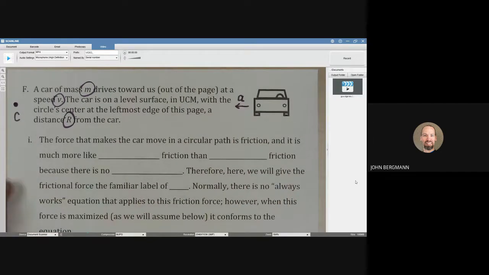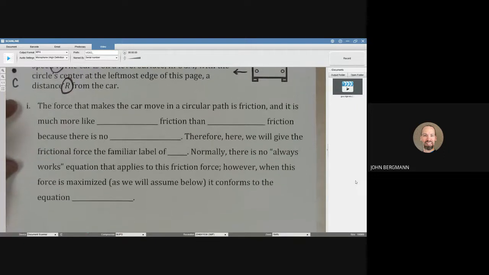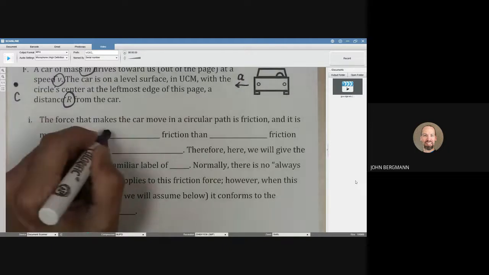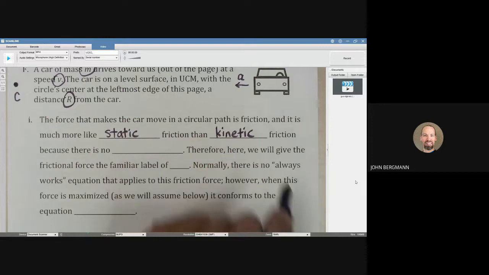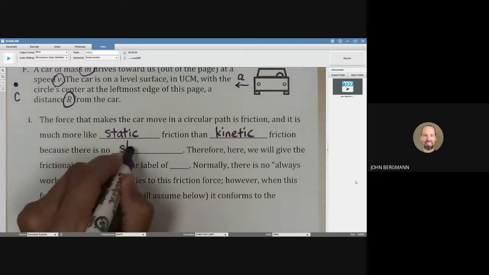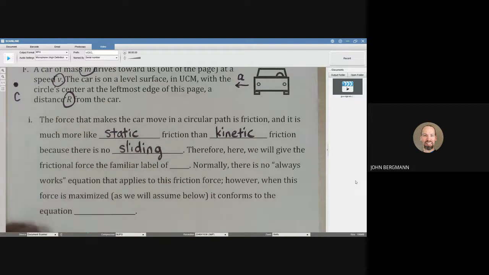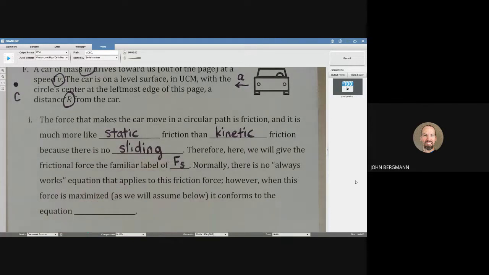The force that makes the car move in a circular path is friction. And it is much more like static friction than kinetic friction because there's no sliding. In order to have kinetic friction, you have to have sliding, and we don't have sliding here. Therefore, we will give the frictional force the familiar label of F sub s, static friction.